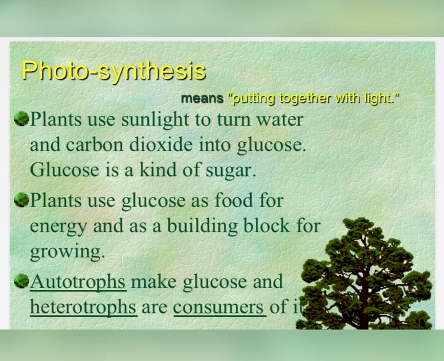Photosynthesis means putting together with light. Plants use sunlight to turn water and carbon dioxide into glucose. Glucose is a kind of sugar. Plants use glucose as food for energy and as a building block for growing. Autotrophs make glucose and heterotrophs consume it.